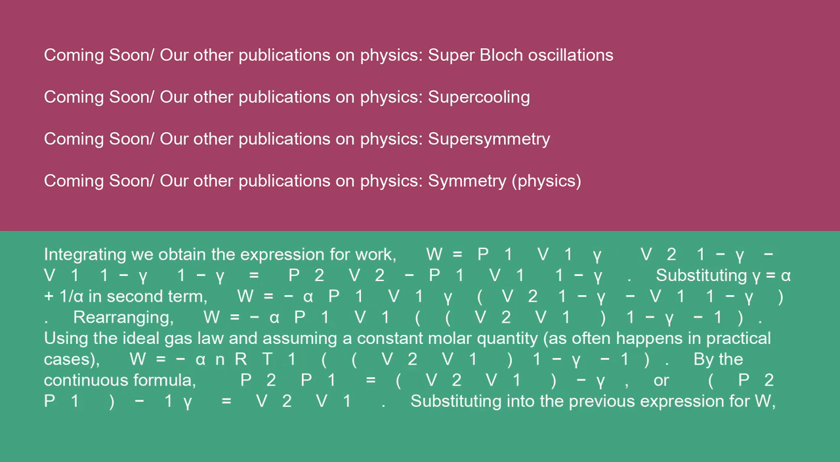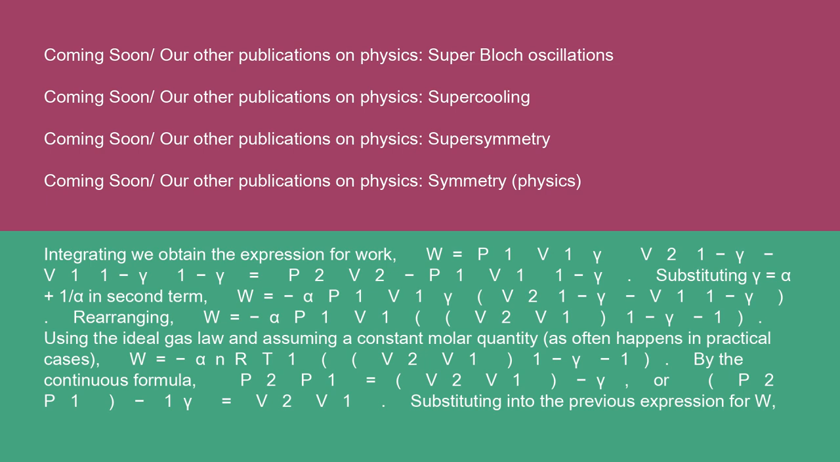W equals P1 V1 to the gamma times (V2 to the 1 minus gamma minus V1 to the 1 minus gamma) over (1 minus gamma), equals (P2 V2 minus P1 V1) over (1 minus gamma). Substituting gamma equals (alpha plus 1)/alpha in the second term, W equals minus alpha P1 V1 to the gamma times (V2 to the 1 minus gamma minus V1 to the 1 minus gamma). Rearranging, W equals minus alpha P1 V1 times ((V2/V1) to the 1 minus gamma minus 1).